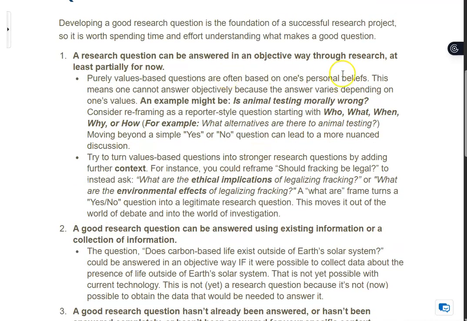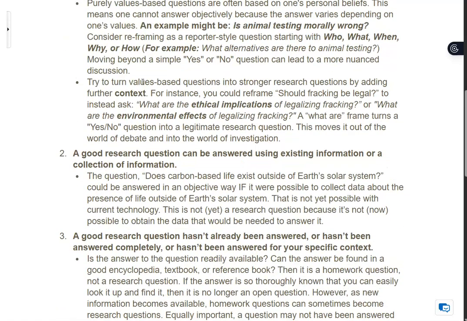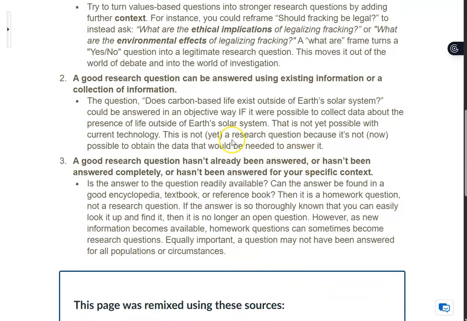So it's got to be answered in an objective way through research, okay? You can't ask a question that might actually be proven in several hundred years, okay? We're not going to exist then. A good research question can be answered using existing information. Again, don't go in the future.